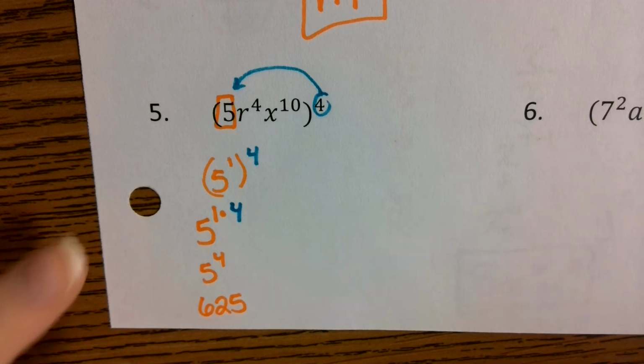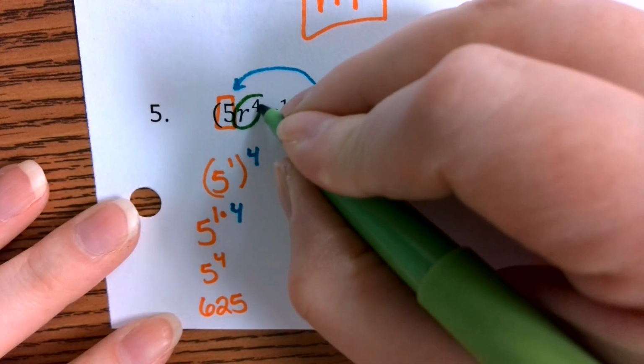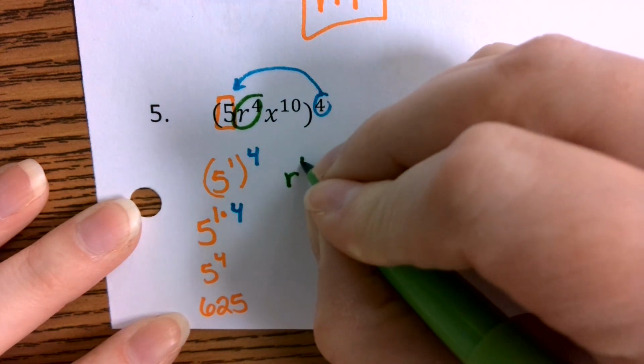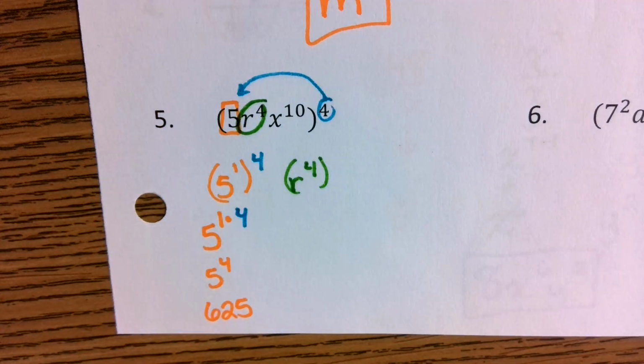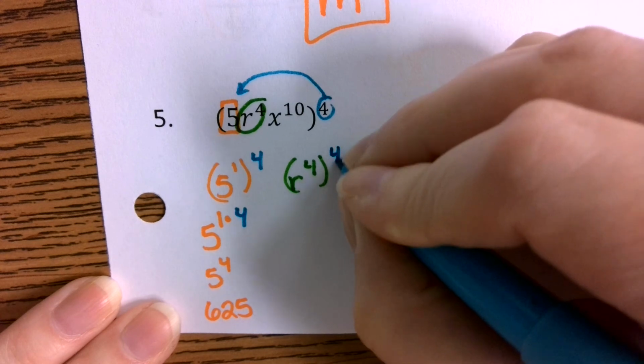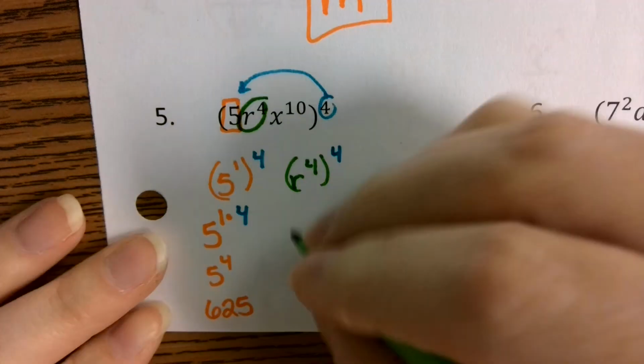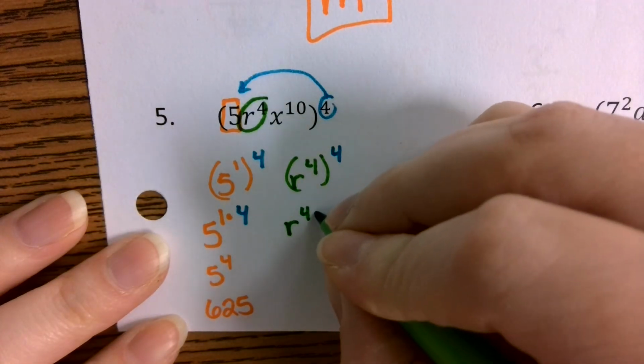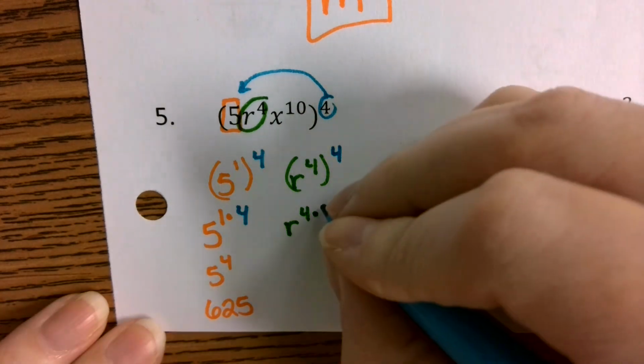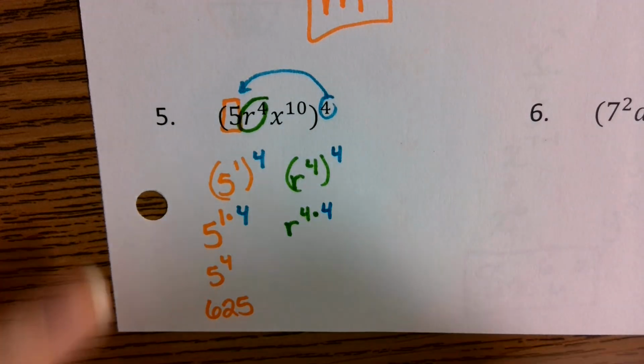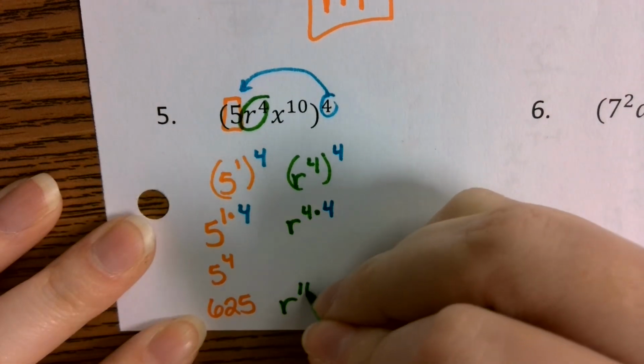Okay, then we go on to our r to the 4th. So we have r to the 4th that is also being raised to another power of 4. So all we're going to do is multiply those exponents. We're going to do 4 times 4, and that comes out to r to the 16th power.